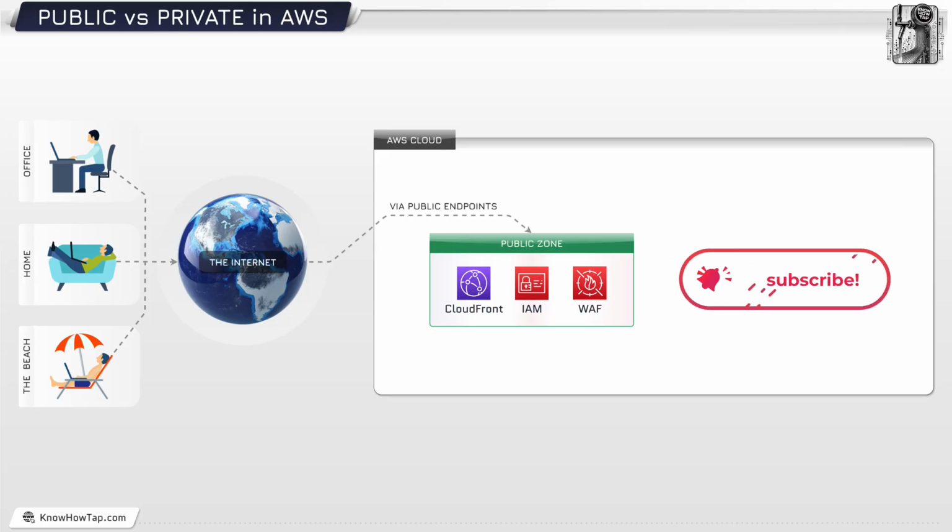A public endpoint, however, does not mean public access. It describes the network path, not who is allowed. Authentication and authorization still apply.